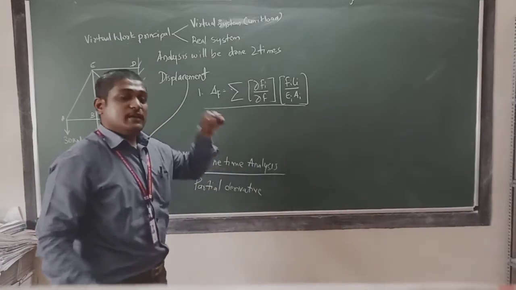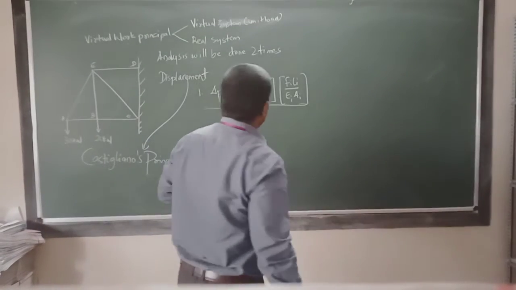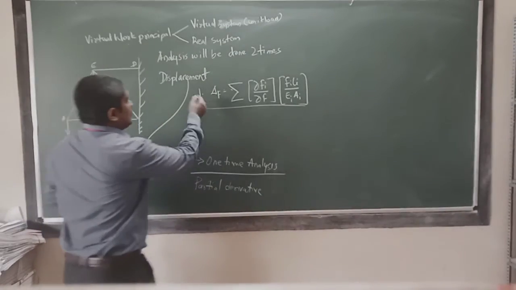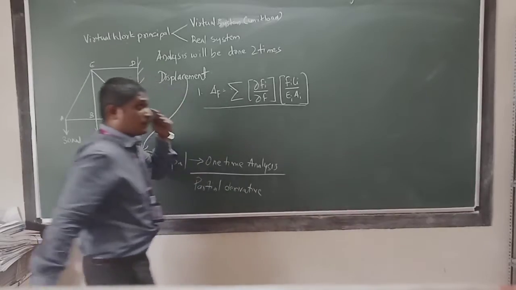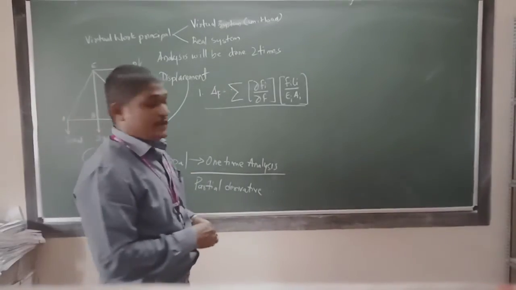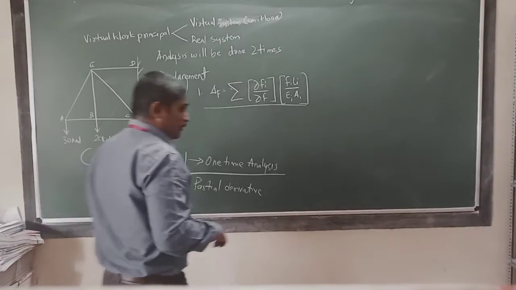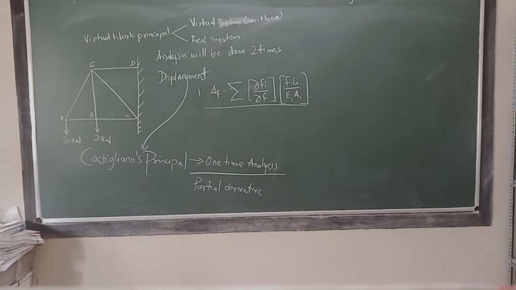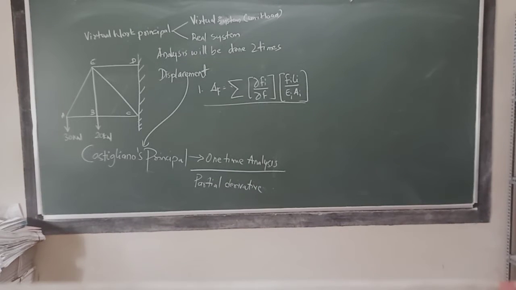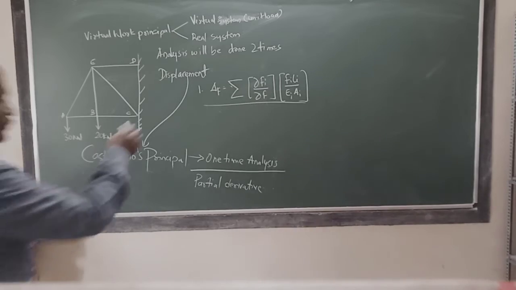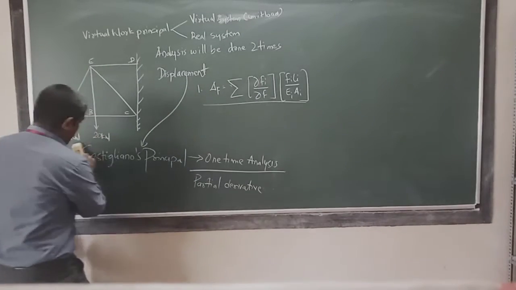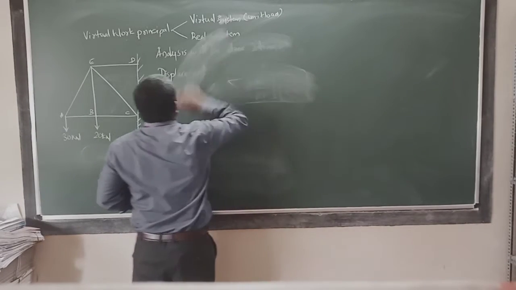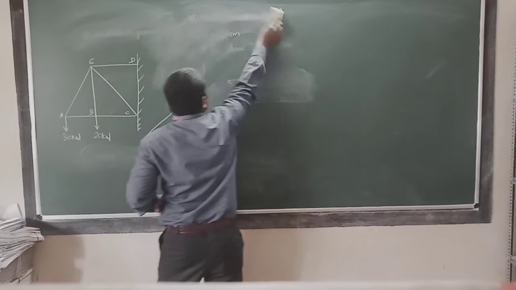Like in the previous one we derived an equation in the virtual work principle to calculate the displacement in the truss. In the same way, in the Castigliano's principle, this is the equation we are going to use to calculate the displacement at a particular point where we want to calculate the deflection or displacement. So this is the equation we are going to use to calculate the displacement of a particular joint in a truss. Okay. Now let us see how this Castigliano's principle is going to work.